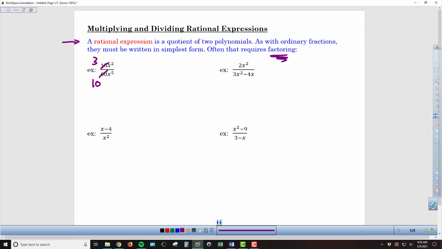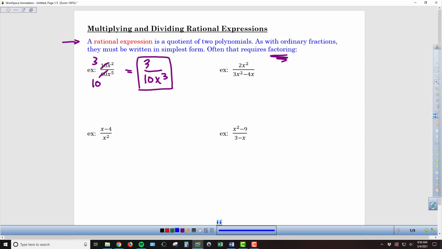If that wasn't the biggest number, then I would see that I could do some more reducing. But then I also have to reduce the variables, and for that, I'm just going to use my exponent rules. When I have the same base and I'm dividing, I'm just going to subtract the exponents, and wherever the larger exponent was, that's where my answer is going to go. So in this case, I have the 3 on the top, the 10 on the bottom, and then if I subtract these exponents, 5 minus 2 is 3. The bigger exponent was on the bottom, so we're going to end up with x to the third on the bottom. So our answer is 3 over 10x to the third.